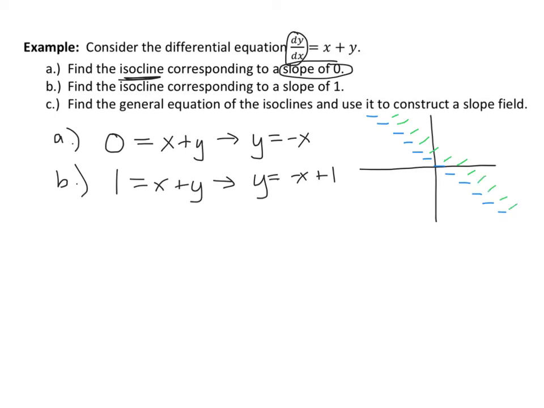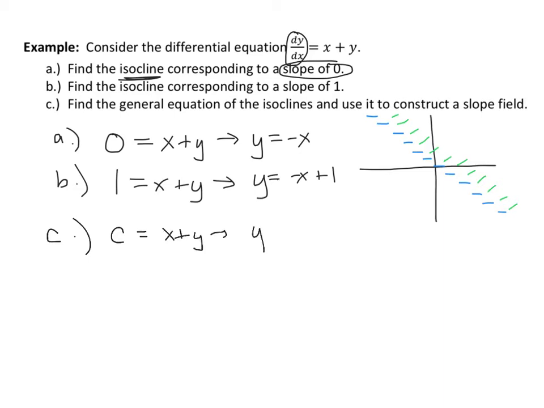Okay. Part C of this question is really just asking us now to find the general equation of the isoclines. Well, the general equation of those isoclines would be C, because for whatever slope we might be thinking of, we were thinking of 0 and 1 in the first ones, and now we're going to think generally. This, by the way, is sort of different from the constant of integration. This is just a constant that we're using. So C equals x plus y.